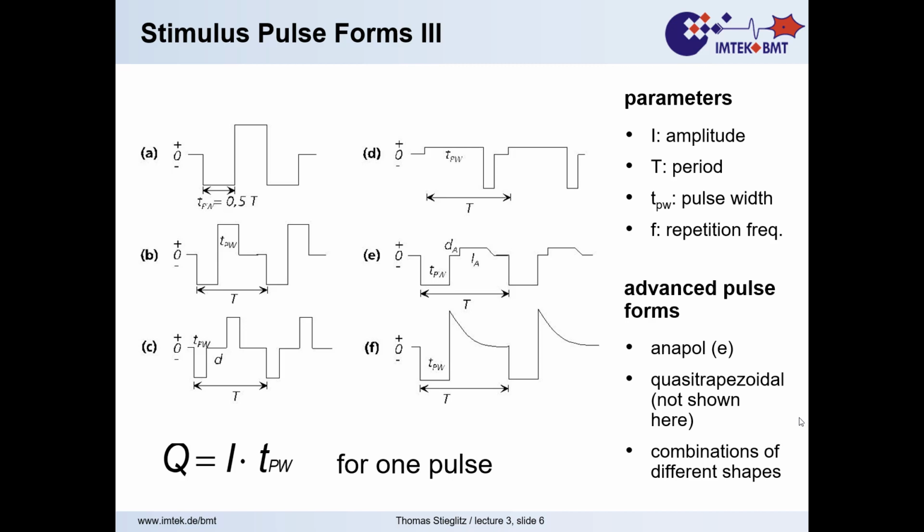And as you see on the right-hand side, we might come up with pulses where one polarity is different in amplitude from the other. If we want to maintain charge balance, the area under the negative pulse and the positive pulse should be the same. And that means when I decrease the amplitude, I have to increase the pulse width. So I times t should be equal to I times t.